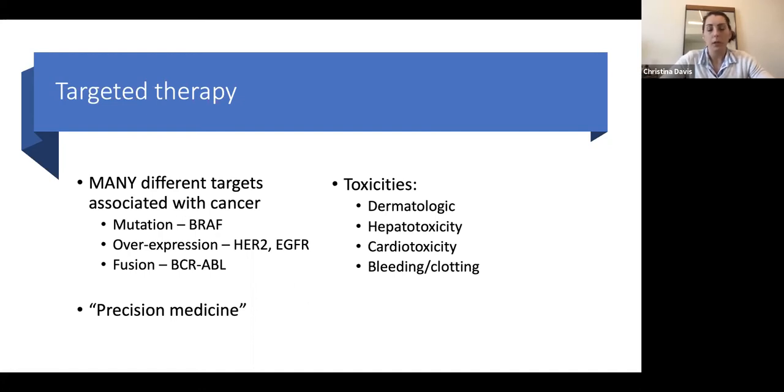And this is definitely what triggered the precision medicine movement. So allowing us to really target something that we know is driving a cancer, and really testing people's tumors to essentially find out if they have this specific type of mutation that we can then treat with a certain medication. So more targeted precision approach. Toxicities from these are often more dermatologic. They can cause hepatotoxicity, a variety of different cardiotoxicities, as well as bleeding and clotting, which is why we'll talk about VTE a little bit later on.